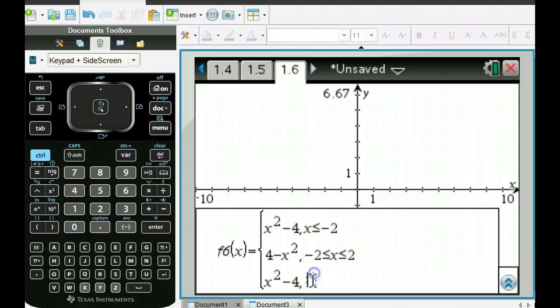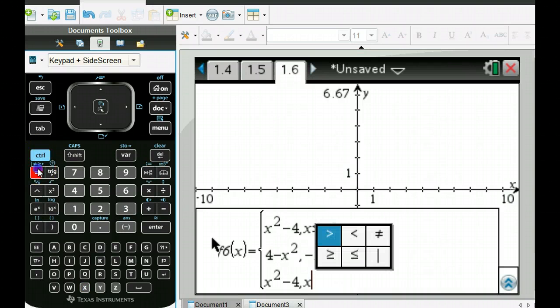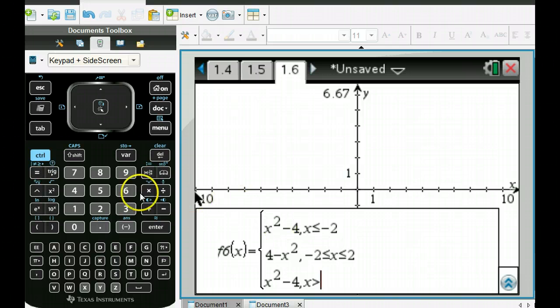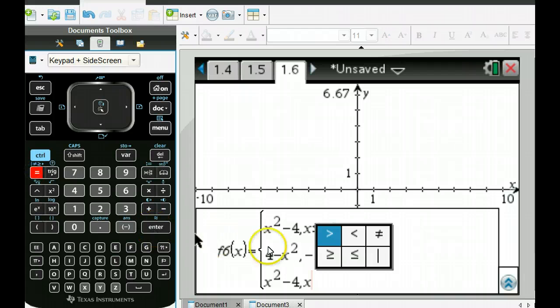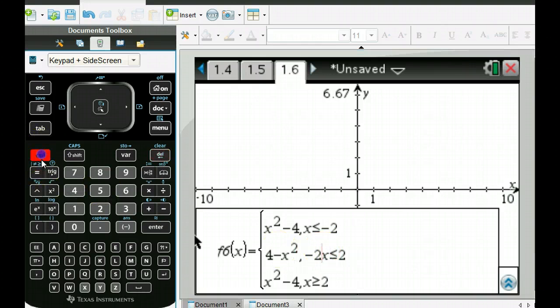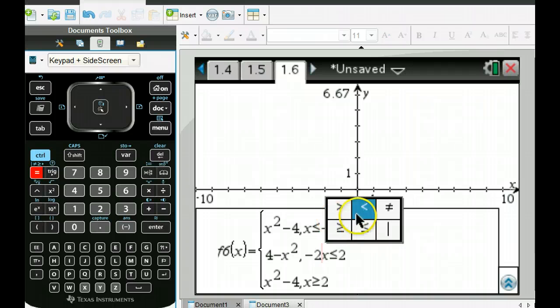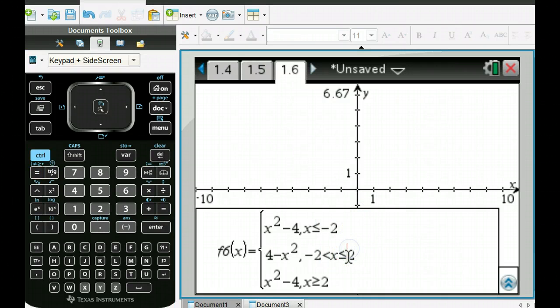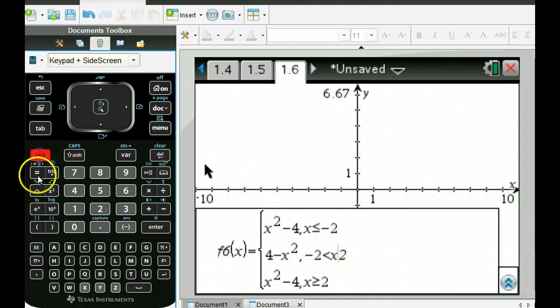And then this is going to be for x greater than, and so I go control this one right here, greater than, oh, should be greater than or equal to, right? So control greater than or equal to 2. Now I made a mistake on these, so I can go back and change these. I don't want to include these, so it's going to be less than, and that's x is in between.